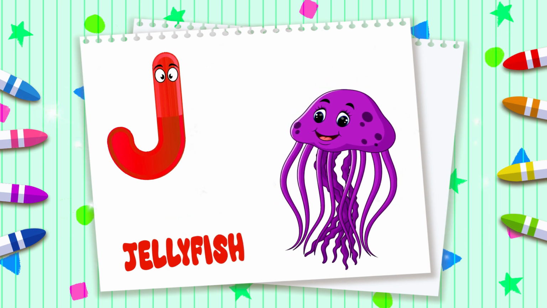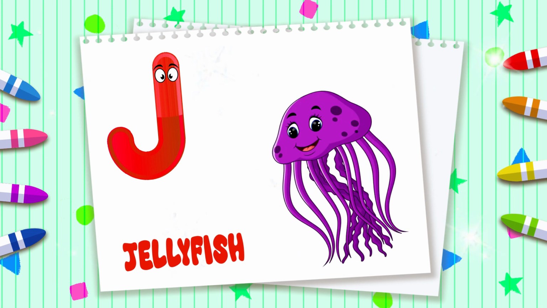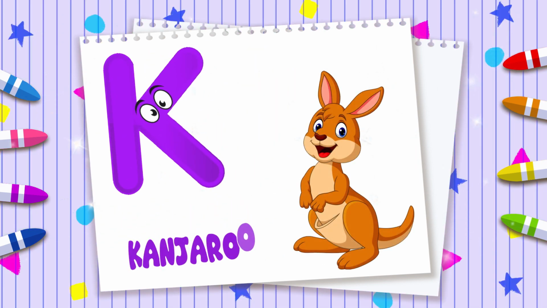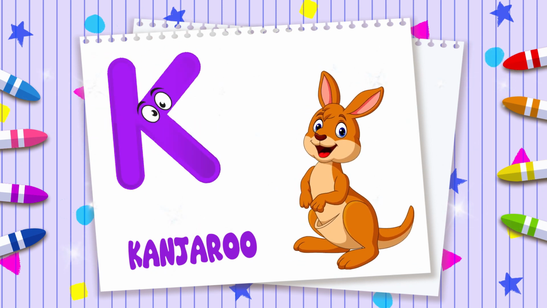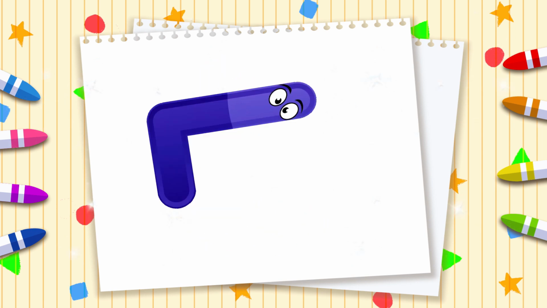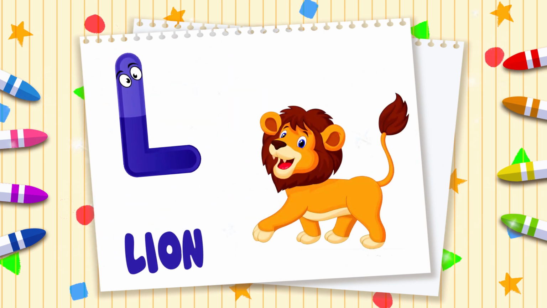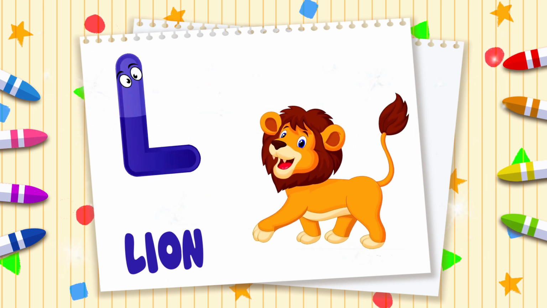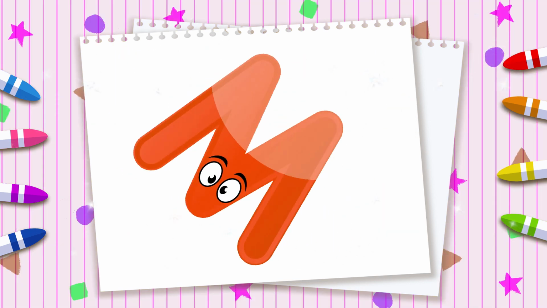J, jellyfish. K is for kangaroo. K, k, kangaroo. L is for lion. L, l, lion. M is for mouse.